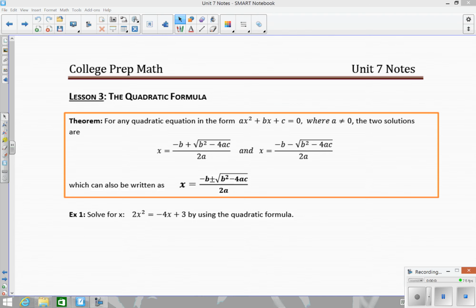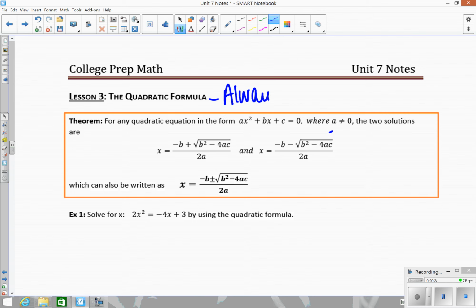In lesson 3, we're going to look at another way to solve quadratic equations, and the method that we're going to use in this lesson is called the quadratic formula. And the nice thing about the quadratic formula is it always works. So when in doubt, and if you can't figure out how to factor, or you don't know how to complete the square because the leading coefficient's too difficult, you can always use the quadratic formula. So that's the nice thing about it.